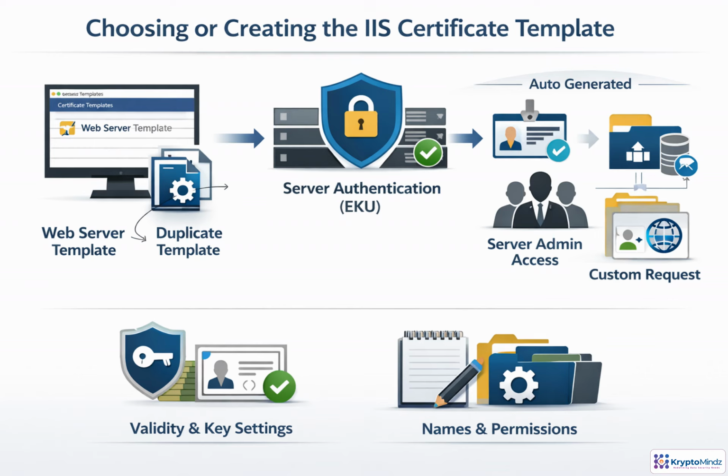When you design an IIS certificate, treat the template as your contract between servers and the CA. Start by duplicating the built-in web server template so you inherit sane defaults. Then verify it includes the server authentication EKU and appropriate key length and renewal settings. Next, decide how subject names are built, automatically from Active Directory or supplied manually for custom DNS names. Finally, lock down enrollment permissions to the specific server admins or server groups that actually need it.